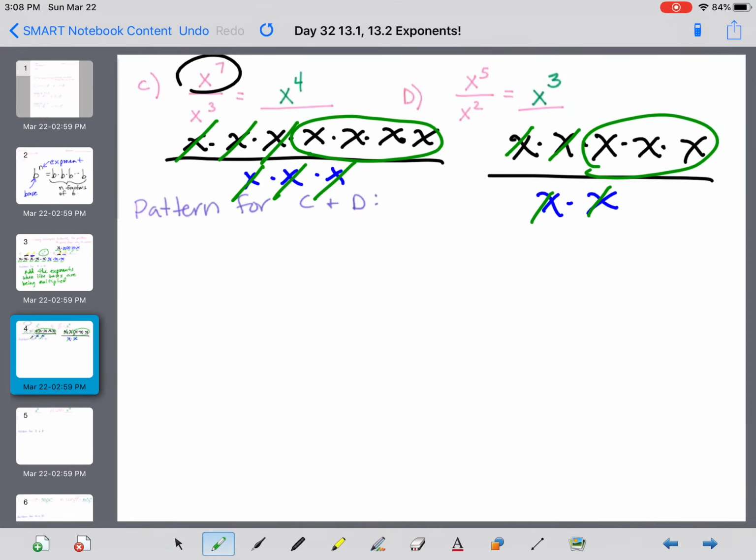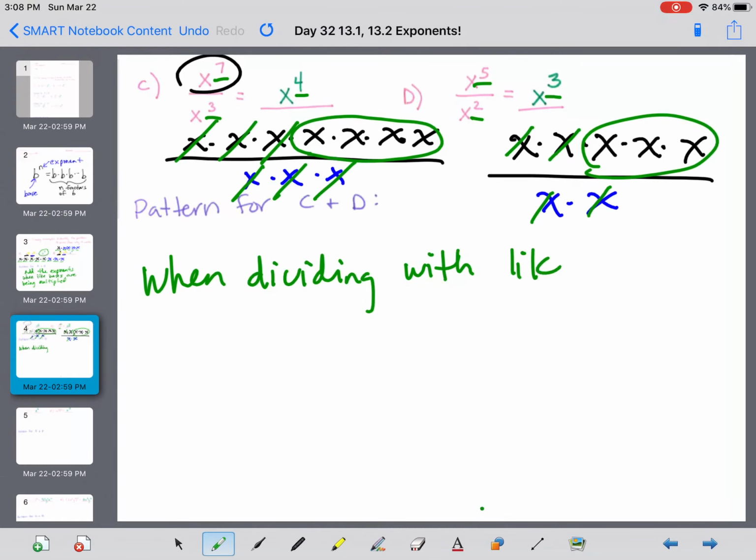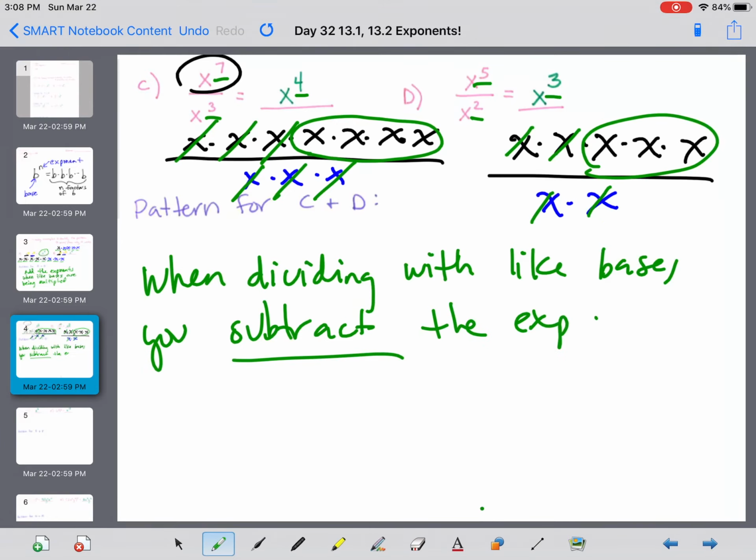So our pattern when we're dividing things with same bases is we actually subtract the exponents. 7 minus 3 gives me 4. 5 minus 2 gives me 3. So when we divide things with like bases, we are going to subtract the exponents.